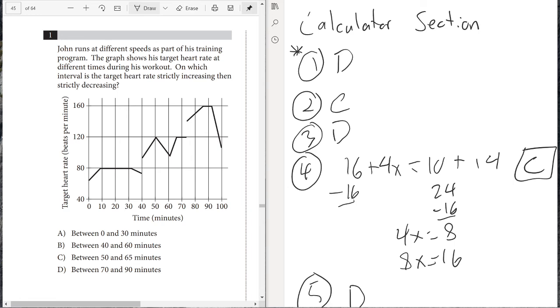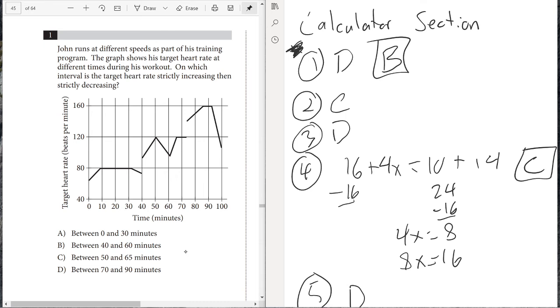Gosh, so target heart rate. Okay, target heart rate. Beats per minute. On which interval is the target heart rate strictly increasing, then strictly decreasing? Ah, you know what? I didn't read the whole thing. So it's increasing and then decreasing, which would be from 40 to 60. Yeah, so that was an easy problem. I just didn't read it right. I was reading it weird, because I was thinking strictly increasing only. But strictly increasing, then strictly decreasing would only be from 40 to 60.